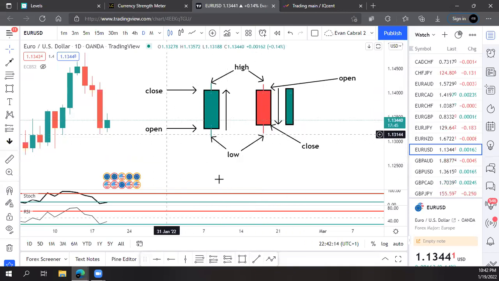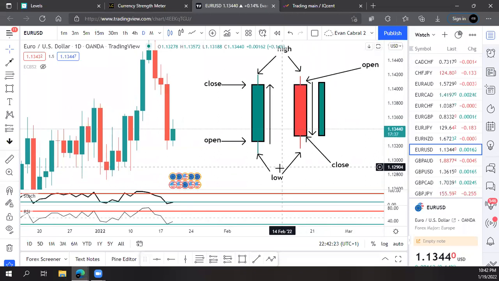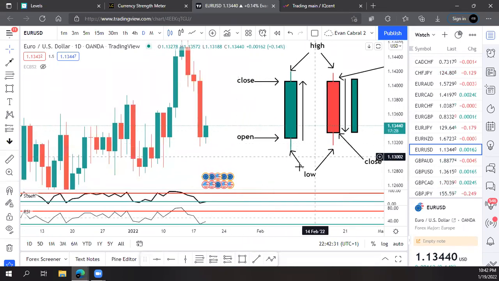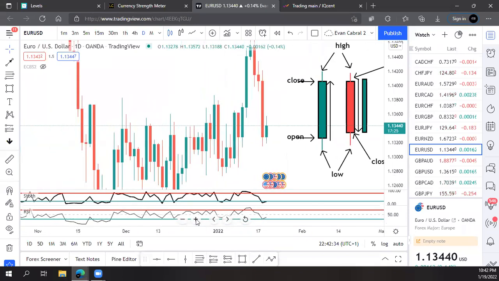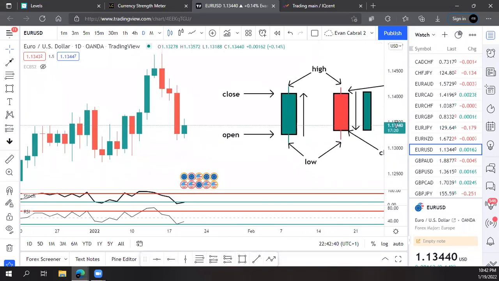So now, when we're doing our markups, we are supposed to mark up the lows, the opens, the closes, and the highs. If I wanted to mark up the live market right now, we are marking up the daily time frame. This is the D, so every single candle here represents one day.